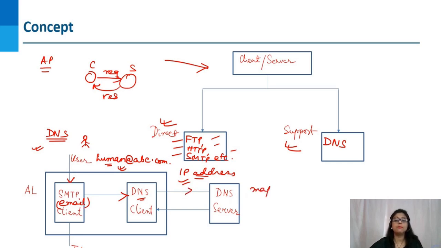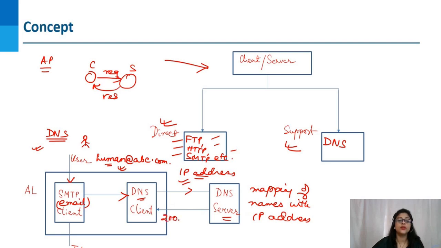Now, there is a mapping of names with IP addresses. So, the DNS server will look into the names and map it to the IP address. So, it will get back the IP address. Suppose it is 200.200.62.5. So this is the IP address corresponding to this website. So it will send it back to the client and the client will send it to the SMTP client.